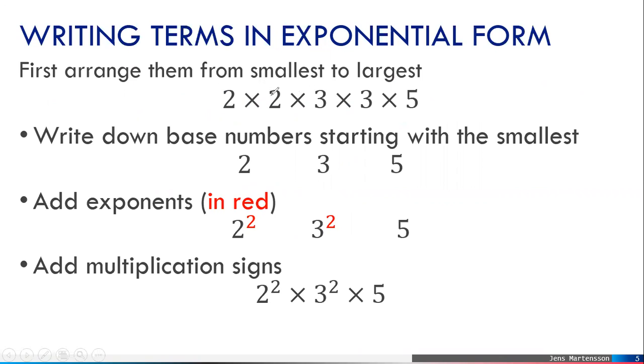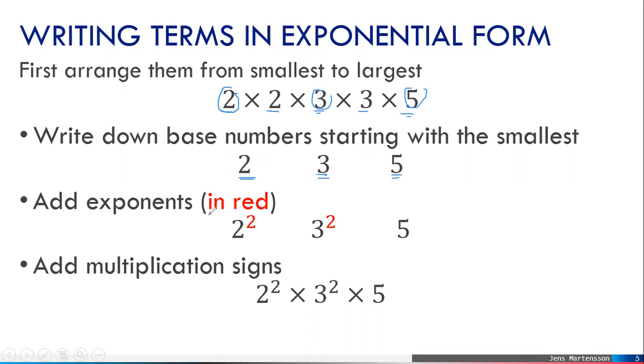Looking more at exponents, writing terms in exponential form, we first have to arrange them from the smallest to the largest. You can see in this case, we are starting with 2, then 3, then 5. After doing that, because you'll have drawn a factor tree, which we shall see how we draw, you write down the base numbers starting with the smallest. So the first base number will be the 2, then the second base number will be this 3, and the third one will be the 5.